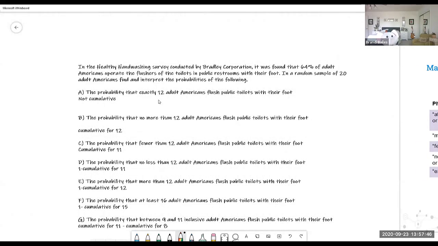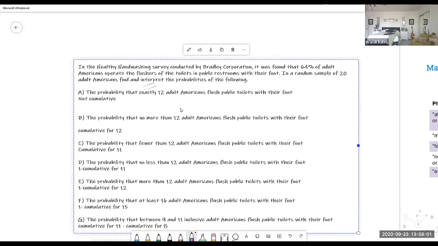This is exactly 12 adults. So let's go ahead and type in our equal sign for exactly. This is exactly equal. So in Excel, we'd be able to use the binomial distribution without the cumulative property. Without the cumulative property.